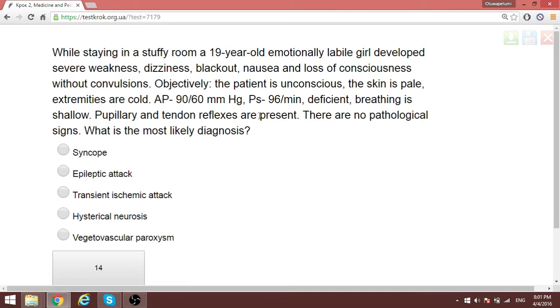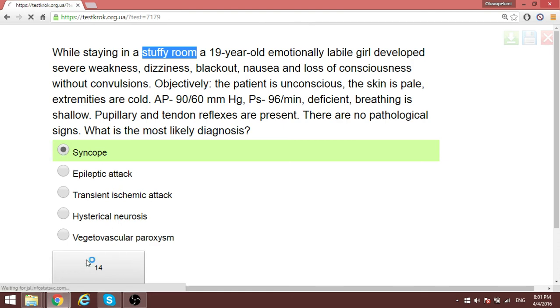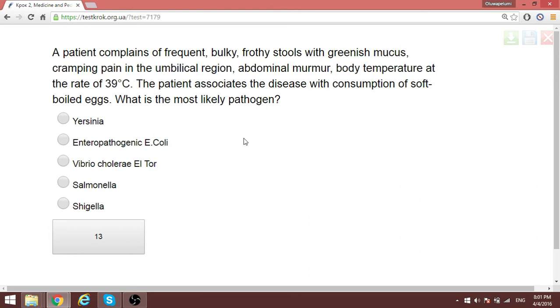Probably you've had a classmate who experienced this before. You can see blood pressure is low, but what's the cause of it? The patient is a 19-year-old in a stuffy room. What happens to somebody in a stuffy room who suddenly becomes unconscious? That is syncope. All right.